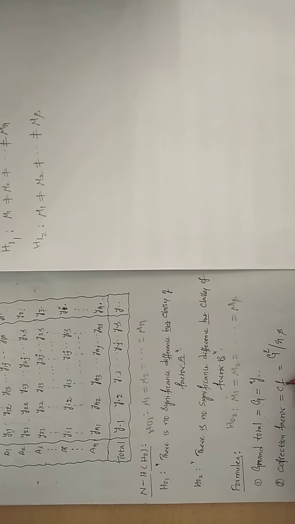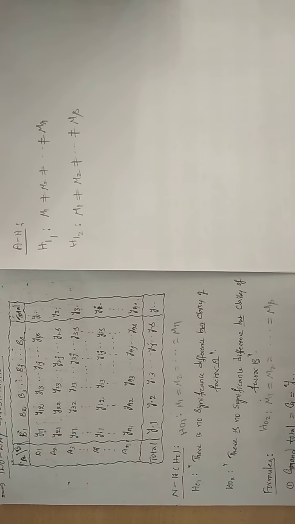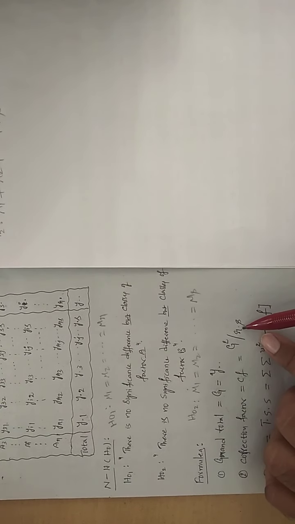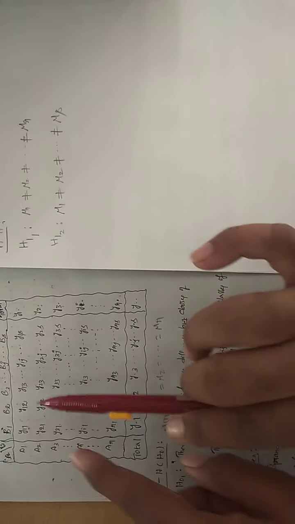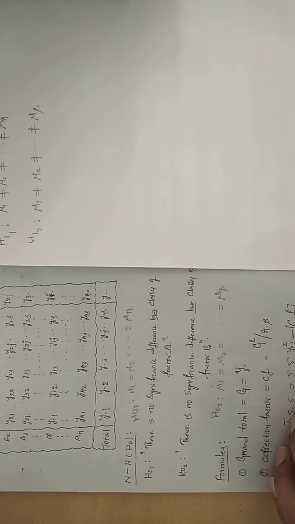Now correction factor CF. Just like our one way, here also you are going to get the CF. How to get CF? Grand total square by all the elements. There in the one way classification we wrote N. But here we are writing R into S because as you know this is a square or rectangular table. How do you get the total number? Number of row elements into number of column elements. So number of row elements is R into number of column elements S. So you will get G square by R into S.